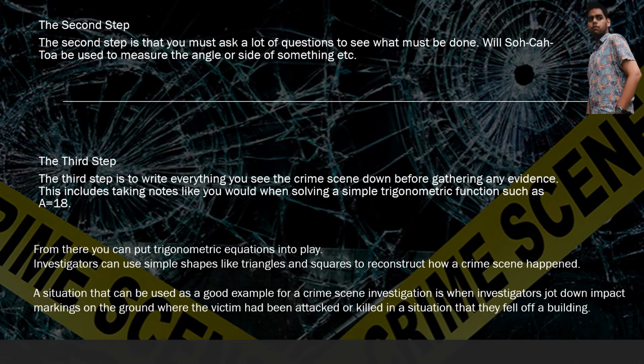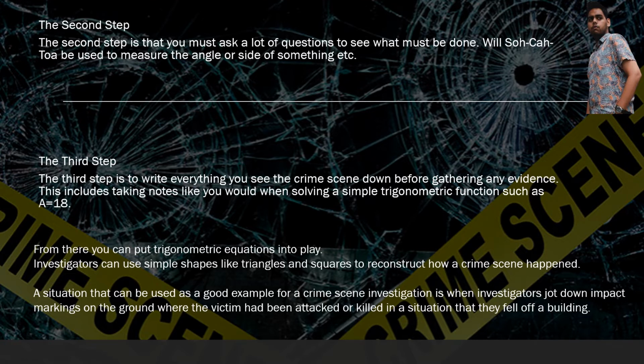The second step is that you must ask a lot of questions to see what must be done. Will SOH CAH TOA be used to measure the angle or side of something else? The third step is to write down everything you see at the crime scene before gathering any evidence. This includes taking notes like you would when solving a simple trigonometric function such as a equal to 18. From there you can put trigonometric equations into play.